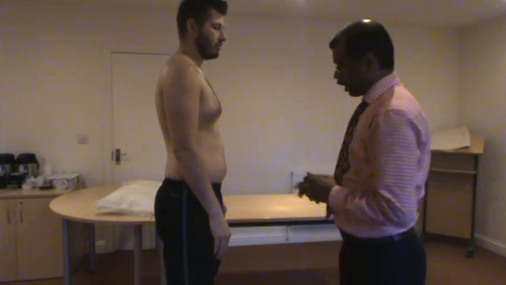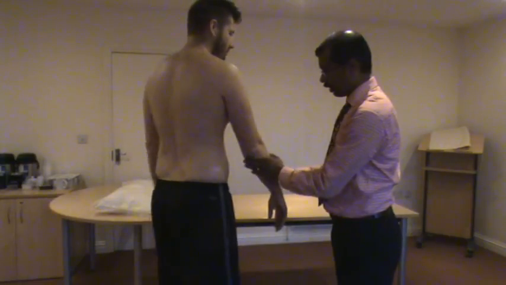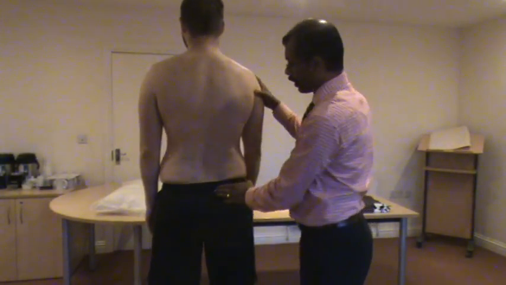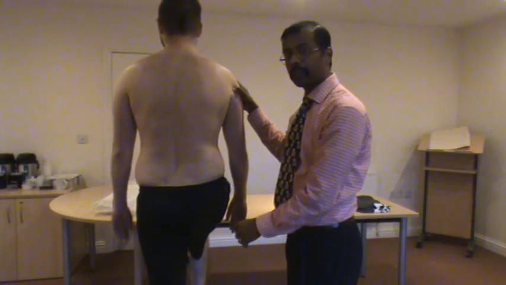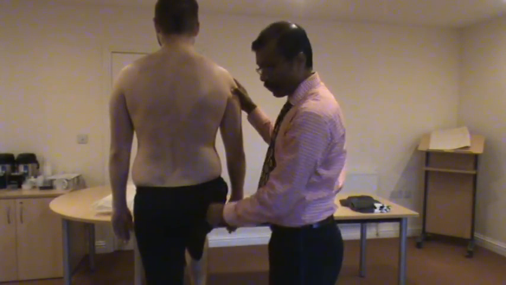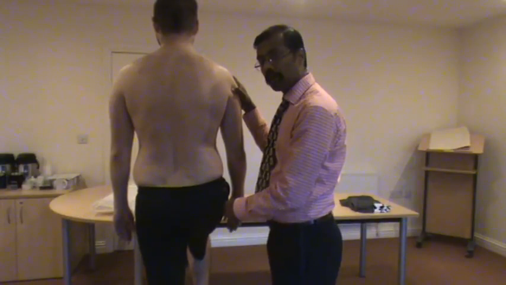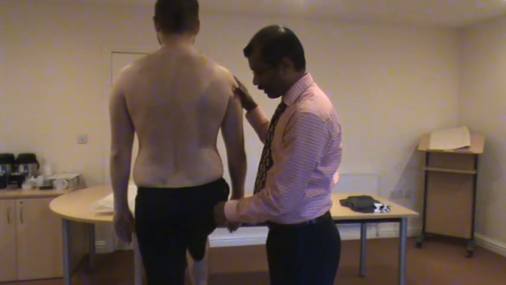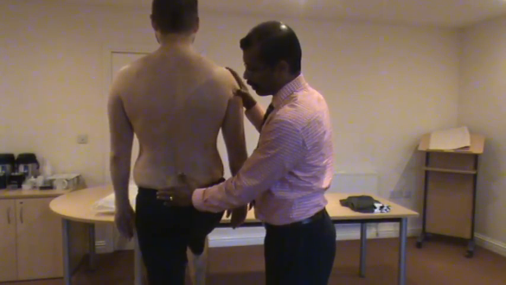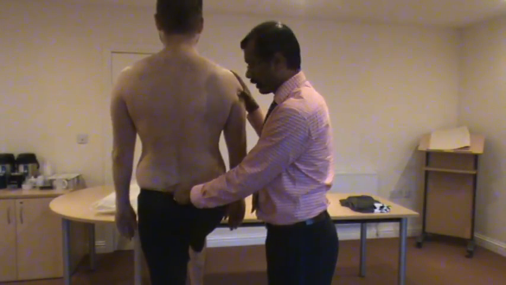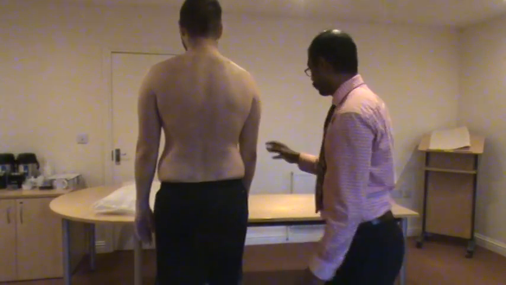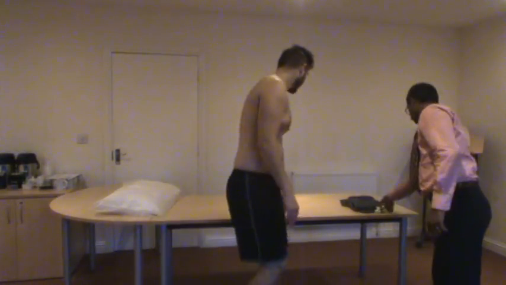Thank you. If you can lean back. Stand on one leg, please. If you suspect any sacroiliac joint problem, ask the patient to stand on the affected side and lean a little bit backwards and see if there is any pain in the sacroiliac joint, which is the Stork test. Thank you. Now if you can lie on your back, please.